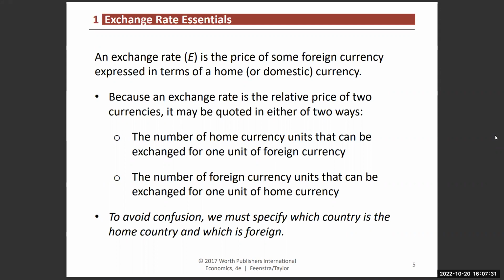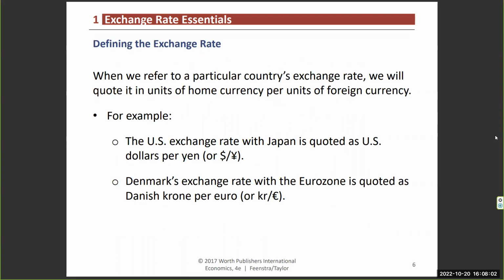To avoid confusion, we need to decide which we would use. In this case, we would rather go for home currency in terms of foreign currency. This was also the example in the first lecture when we discussed depreciation and appreciation. I asked you whether this is appreciation or depreciation, and we use exactly the same terminology now. So the definition is as follows: when we refer to a particular country's exchange rate, we will quote it in units of home currency per unit of foreign currency.